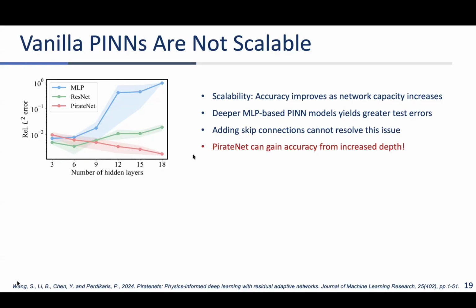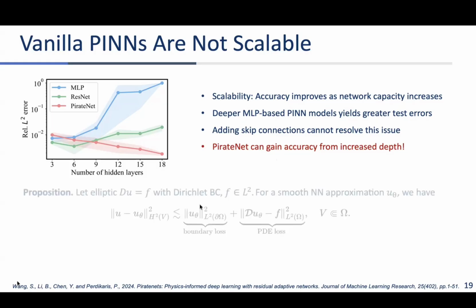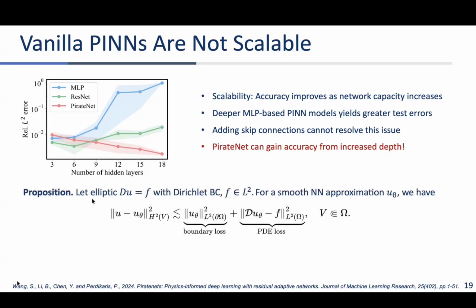Okay, next I will discuss why vanilla PINNs or MLP-based PINNs are not scalable, and why PirateNet can resolve this issue. So everything starts from an interior error estimate of the PINN model. Here we only consider an elliptic PDE system with Dirichlet boundary conditions, but similar propositions can be extended to parabolic or hyperbolic ones. It's basically an application of existing PDE regularity theories. But anyway, let's focus on elliptic PDEs for illustration purposes.